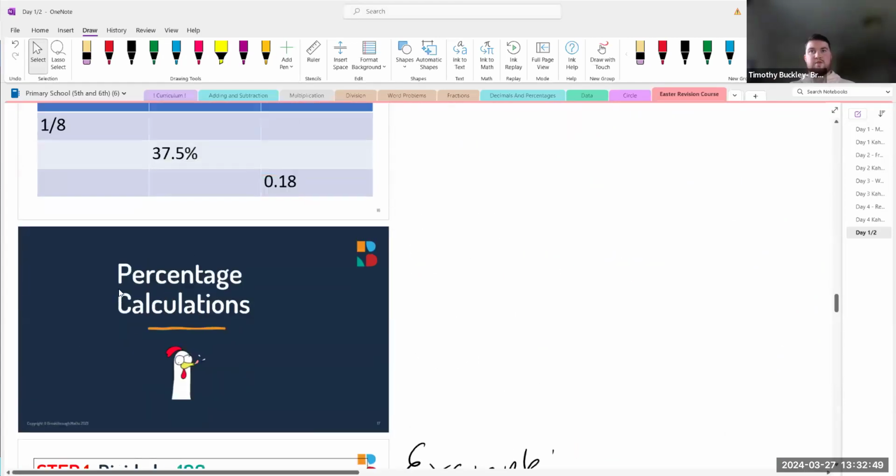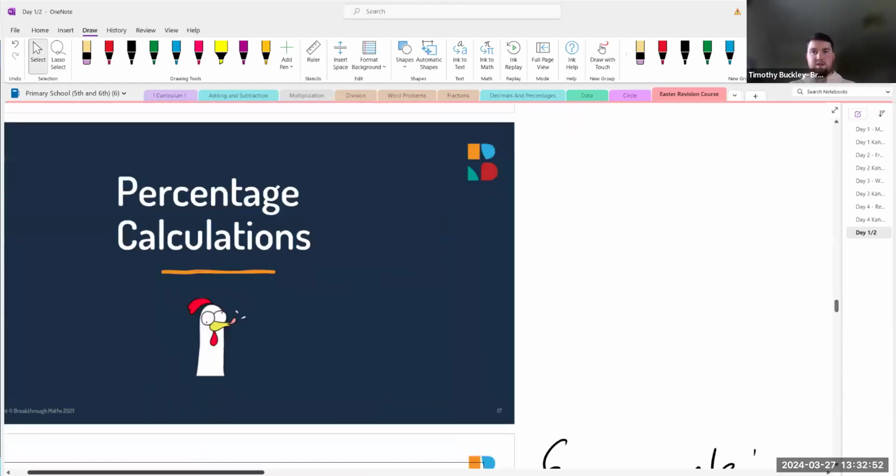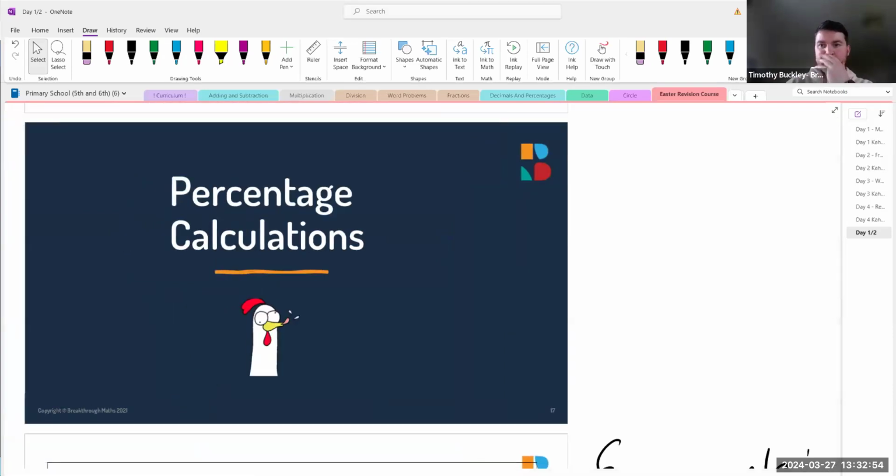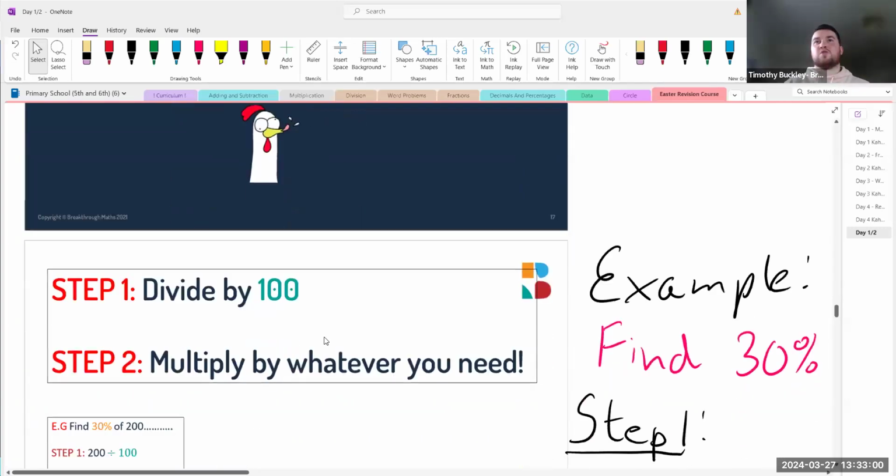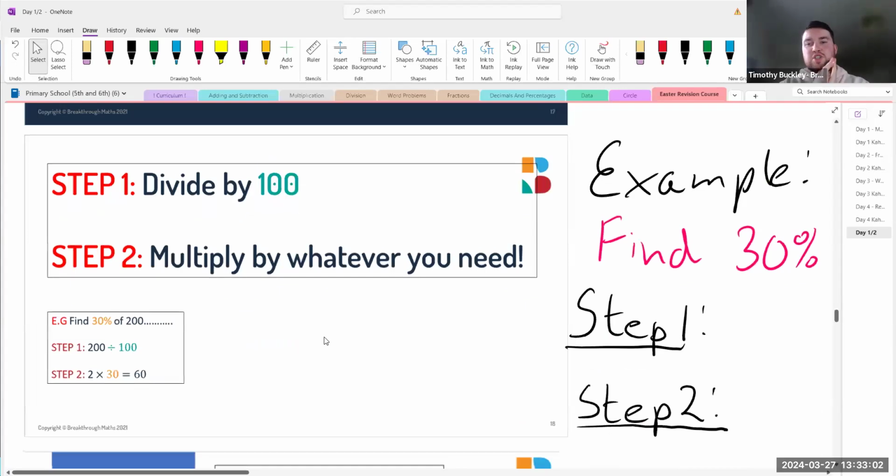So percentage calculation. We've got this smart chicken we had yesterday. He doesn't look as smart here now, but he is super smart. You might have seen him yesterday. He's super smart. So when we're doing our big brain chicken, guys, it's big brain chicken.